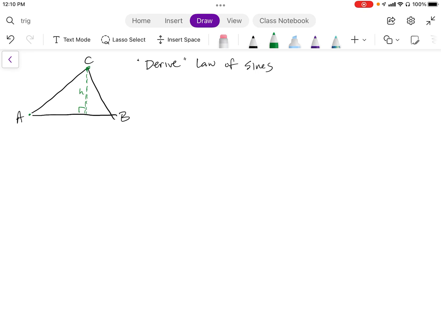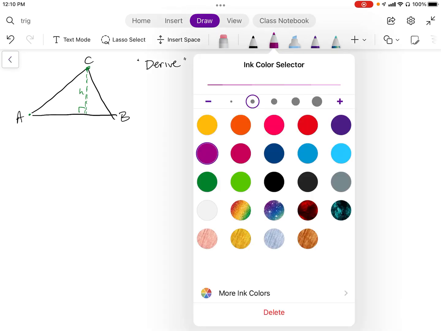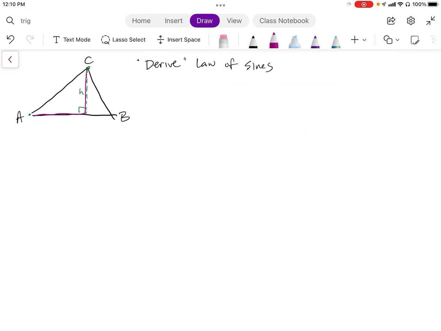From here, now we really have two right triangles. Changing colors here, we have this one on the left, and if we call this point D, we have triangle ACD, a right triangle. But then we also have this one on the right, also a right triangle, triangle BCD.